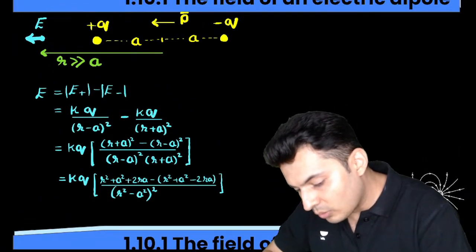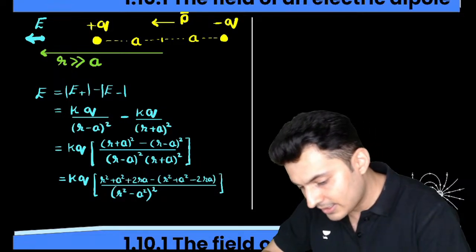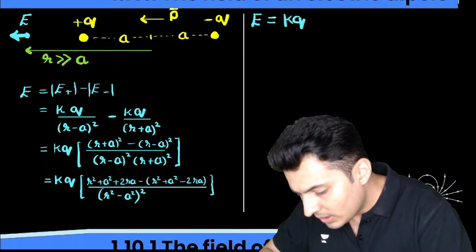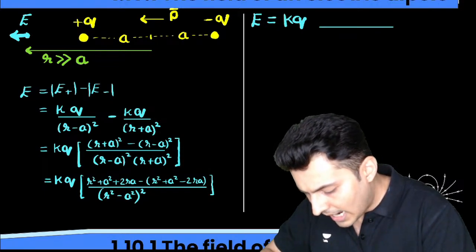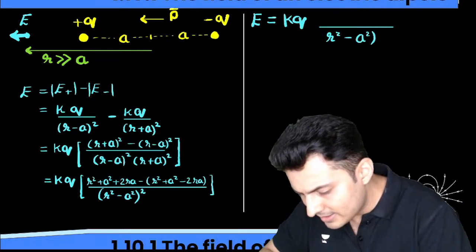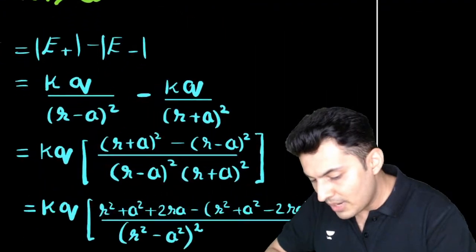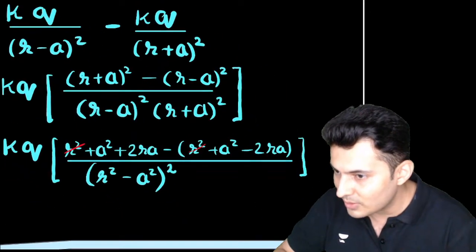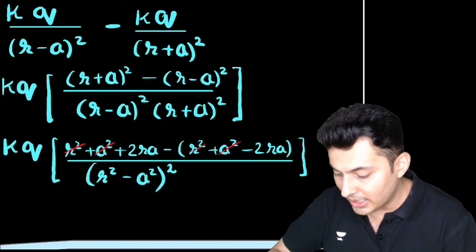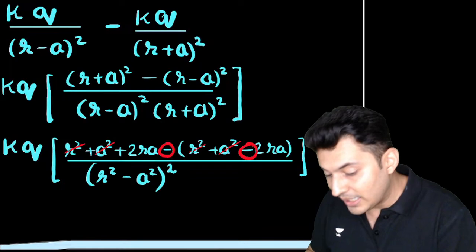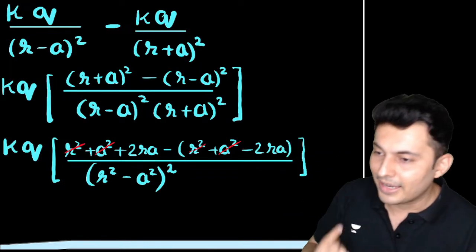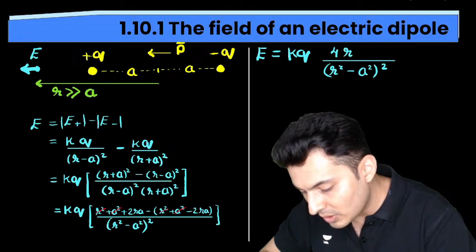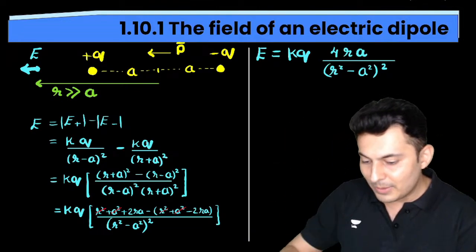Okay. Now observe what happens next. So the net electric field will be, observe, KQ is there as it is. Denominator has R square minus A square's square. In the numerator, many things are going to get cancelled. This R square will get cancelled with this R square. Can you see that? This A square will get cancelled with this A square. But for 2RA, this minus and this minus will become plus, and 2RA and 2RA will become 4RA. So on the top, I put 4 times RA. Everybody fine till this point?